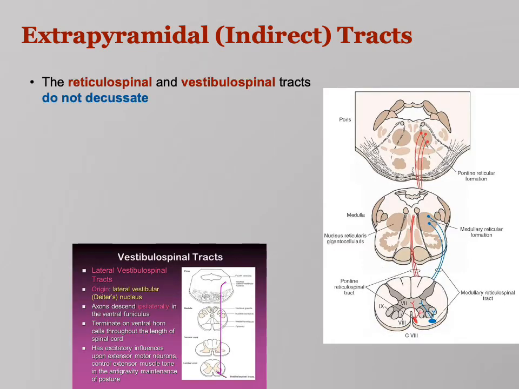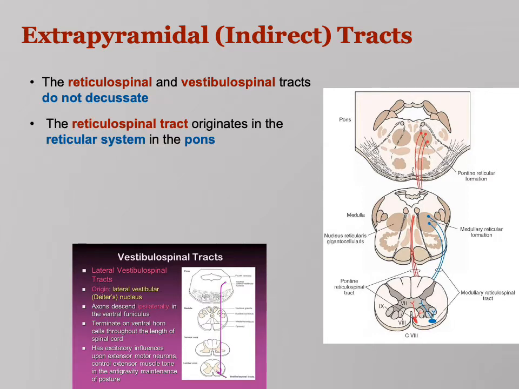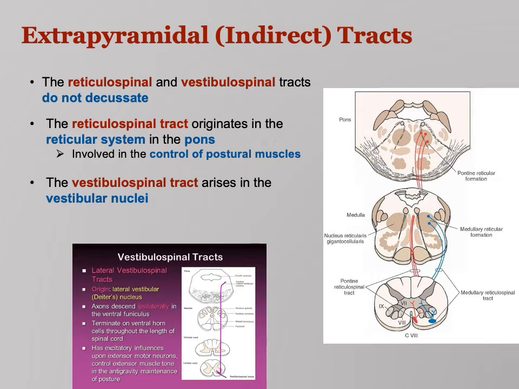Reticulospinal and vestibulospinal do not decussate. They remain ipsilateral. Reticulospinal originates in the reticular system and in the pons. It's involved in control of postural muscles. Vestibulospinal arises in the vestibular nuclei, involved in control of postural muscles and maintaining balance. So from cranial nerve number 8, which is involved in balance, these are helping to maintain your balance, okay? Again, unconscious stuff. If you suddenly trip or something like that, you don't have to think specifically of which muscles you're going to move to regain your balance. That's all happening automatically.